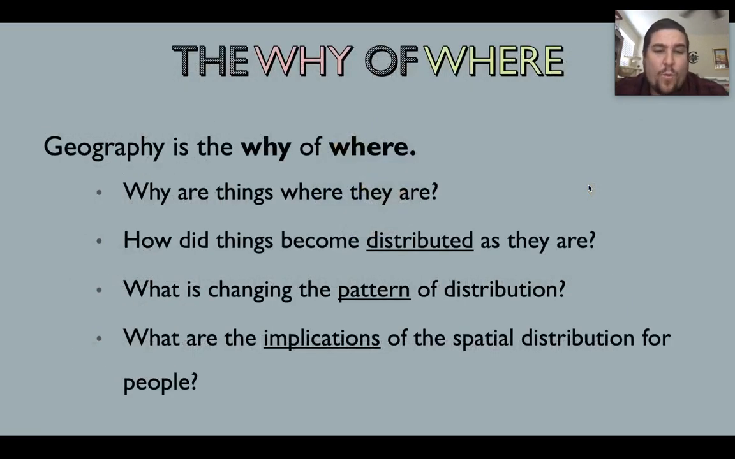So really we look at the why of where. Why are things where they are? How did things become distributed or laid out the way they are? What is the changing pattern of distribution? What are the implications of the spatial distribution for people? Why are certain things happening in certain places but not others? All of that is what we end up looking at in this class.